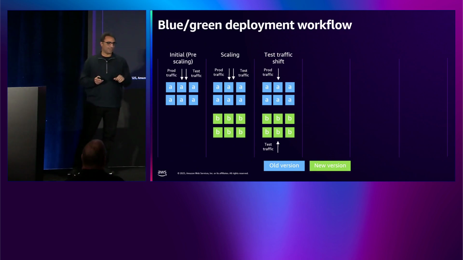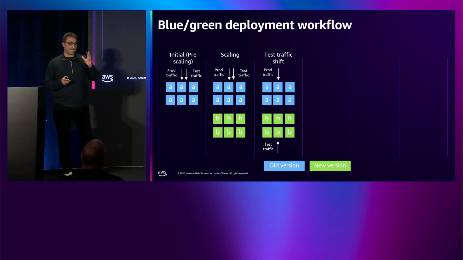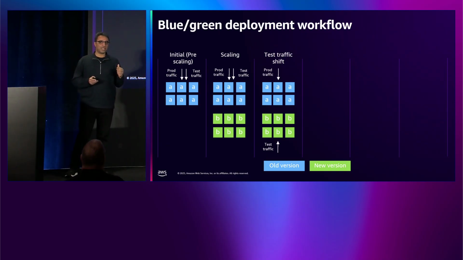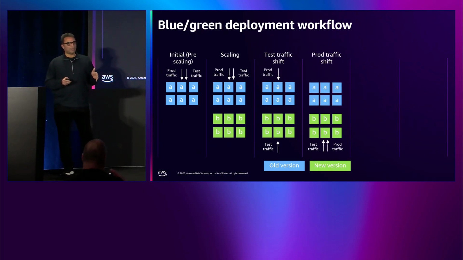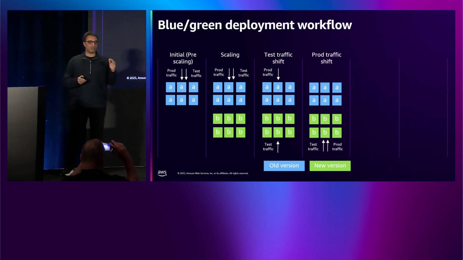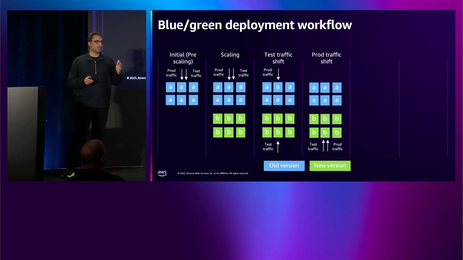At this test traffic shift stage, what is happening under the hood by the deployment controller is the test listener is changed to route the traffic to the new version or the green environment. Then in the production traffic shift stage, the production traffic or the production listener is changed to point to this new green environment or the new tasks.